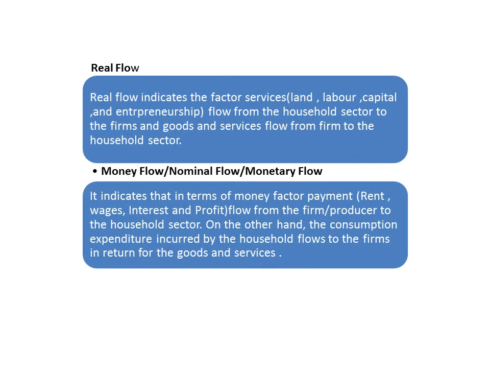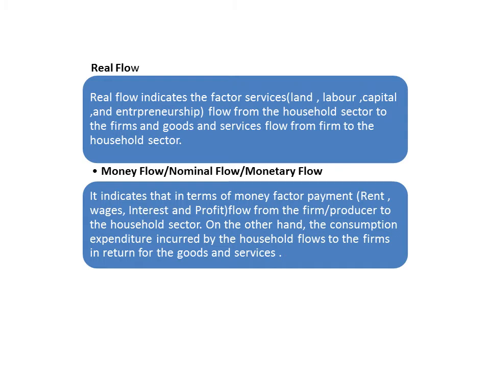Now, what is real flow? We can say real flow indicates the factor services. Factor services, we know, are the factors of production: land, labor, capital, entrepreneurship. They flow from the household sector to the firms or the producers, and goods and services flow from the firm to the household sector.